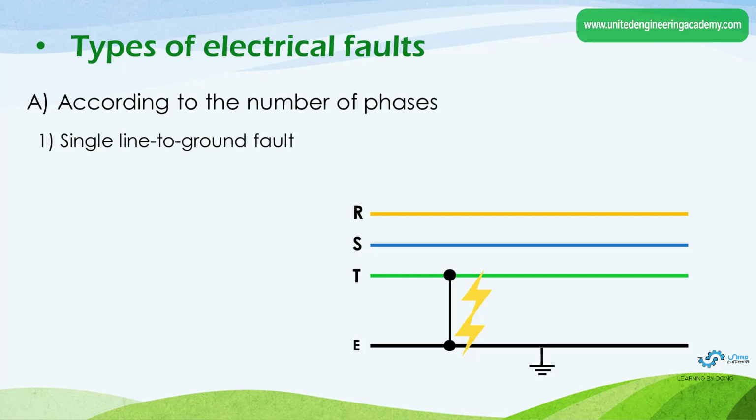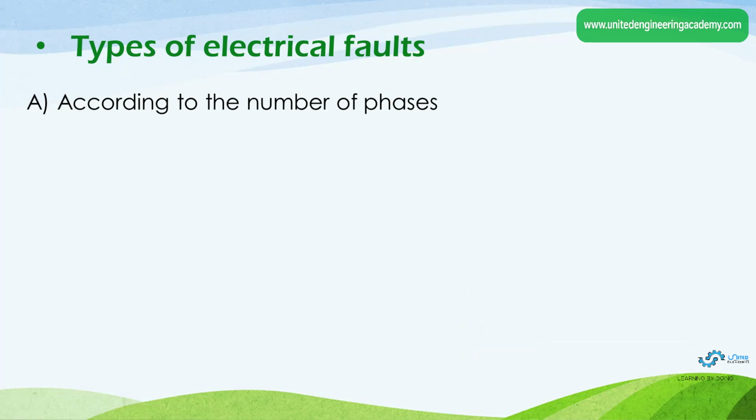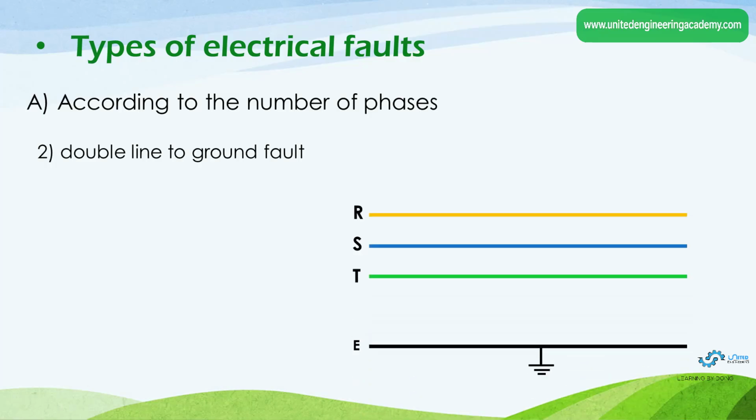Also, the second type that we have according to the number of phases is the double line to ground, as at that case there are two phases that are connected by fault to the ground, so they are connected to each other and then to the ground. Here those two phases S and T, while the third phase R is healthy as it has no fault. So that's about the second type.